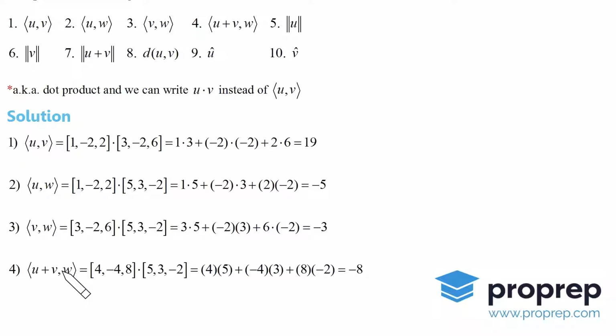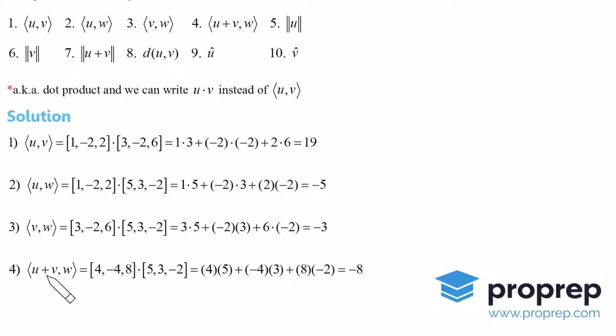Now here we have something that's not as straightforward. U plus V, inner product with W. There's actually more than one way of doing it. The straightforward way is to add U plus V. They're scrolled off, but I can see them here, for example. 1 plus 3 is 4, -2 and -2 is -4, 2 and 6 is 8, and W, I can borrow that from here. So now we just have a straightforward dot product with 3 multiplications and then an addition of the 3, and we get -8.